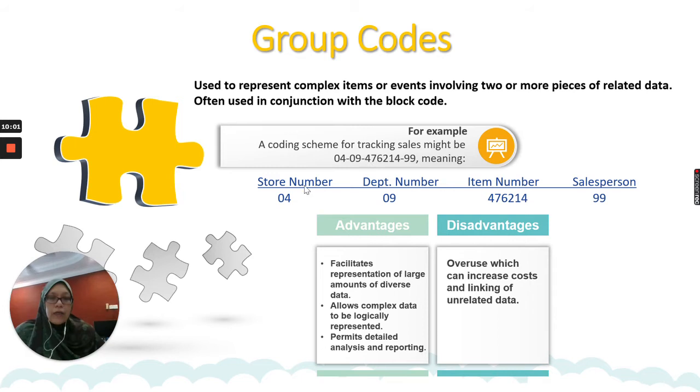Okay, for example, 04 represents the store number. Maybe they have 03, maybe store number 403 and so on. Okay, and then the next digits are for the department number. And then the next 6 digits are for the item number. And then the last 2 digits are for the salesperson. Okay, so this is what we call the group code. So this kind of technique can facilitate large amounts of data.